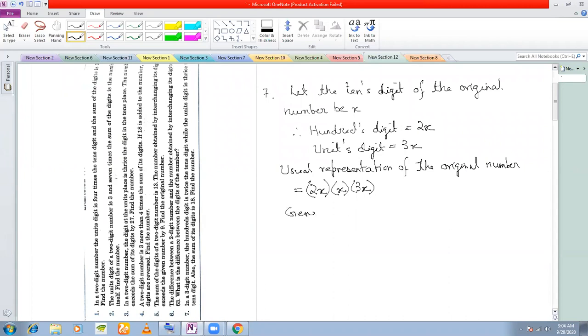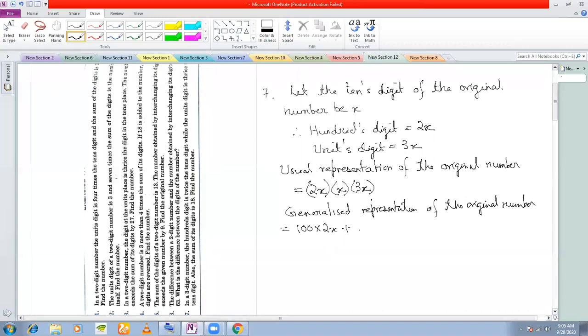Generalized representation of the original number is equal to 2x is the hundredths place digit, 100 into 2x. x is the tens place, so 10 into x, and this is the units place. So you get 200x plus 10x plus 3x. So you get 213x as your generalized representation.